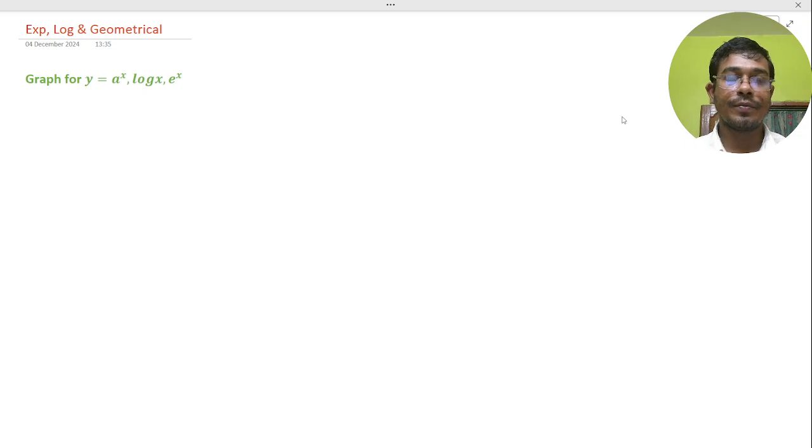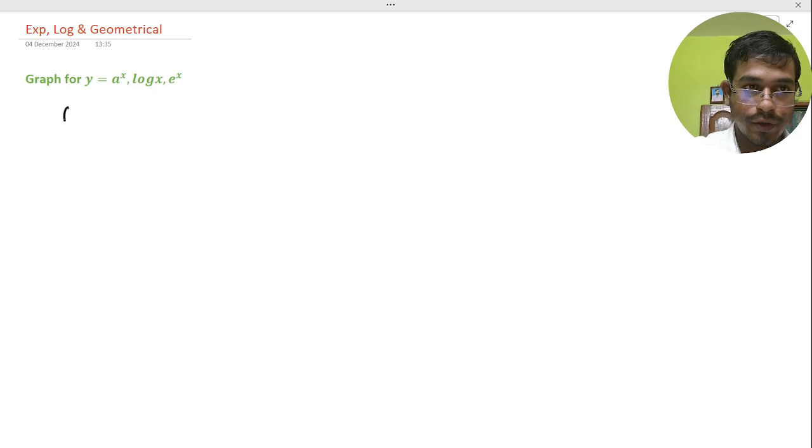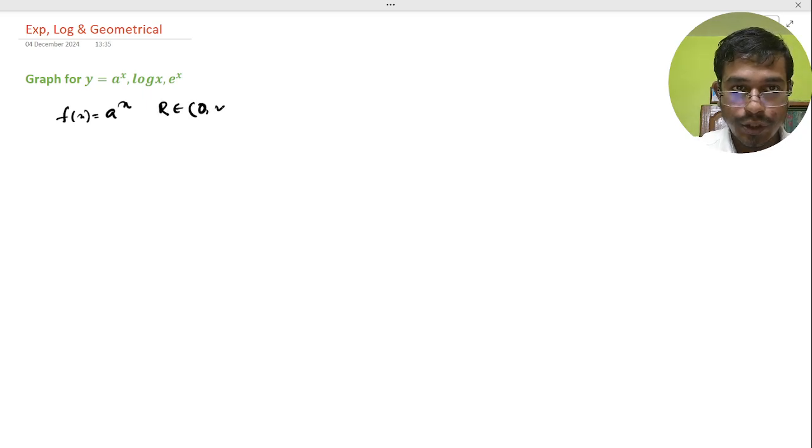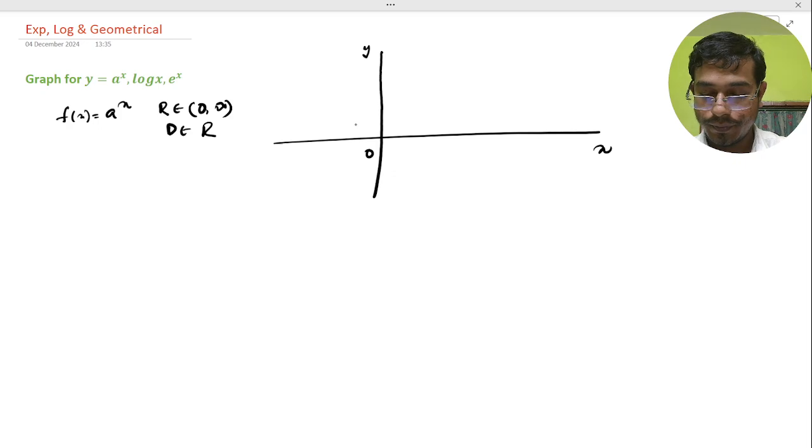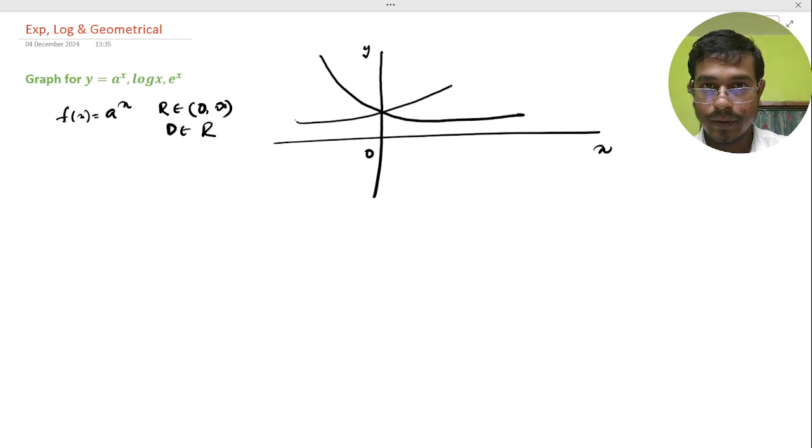So for the exponential and logarithmic functions, the first one is f(x) equal to a to the power x, with range 0 to infinity and domain R. The graph would be like that, this one is the origin, x and the y, and basically we have this type of graph, this one and that one. This is the general form, a to the power x.